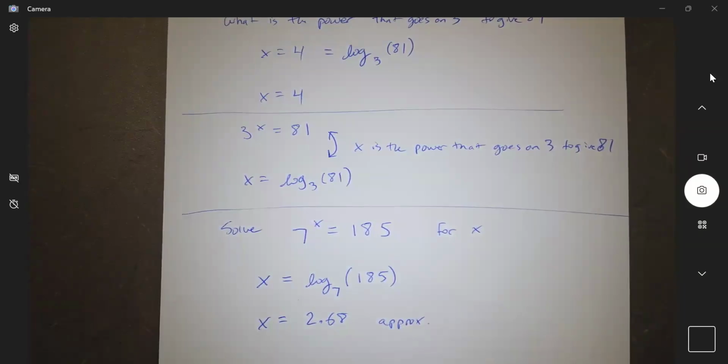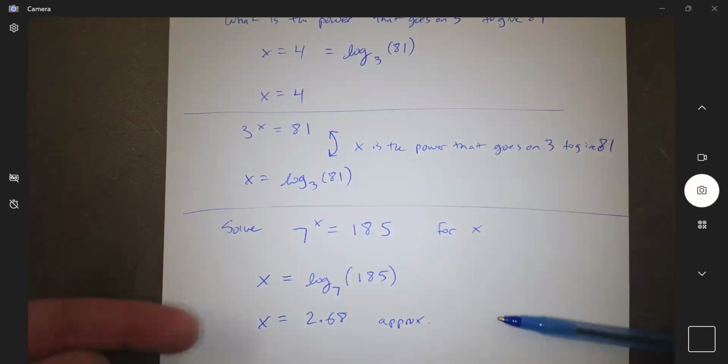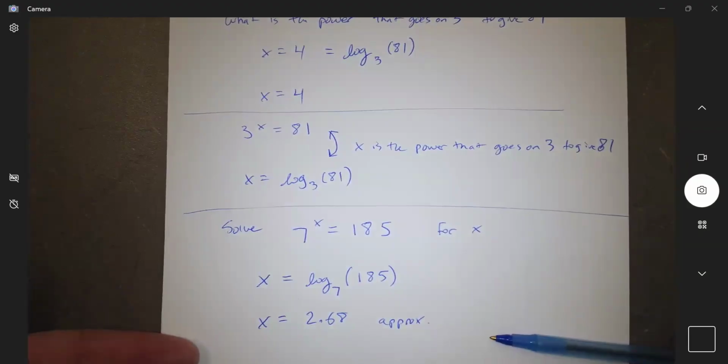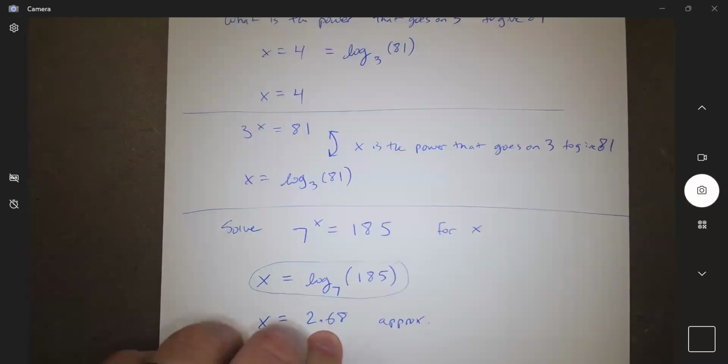So by understanding that when you're solving an exponential equation, you're looking for the power, that allows you to turn it into a logarithm equation. And then you can use a calculator if you need. But this is the right answer, actually. Log base 7 of 185. That is the number that I'm looking for. I just don't have any intuition about how big that number is. And that's why decimal approximations are nice.